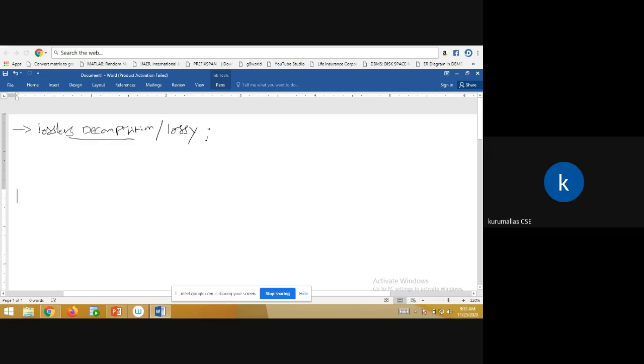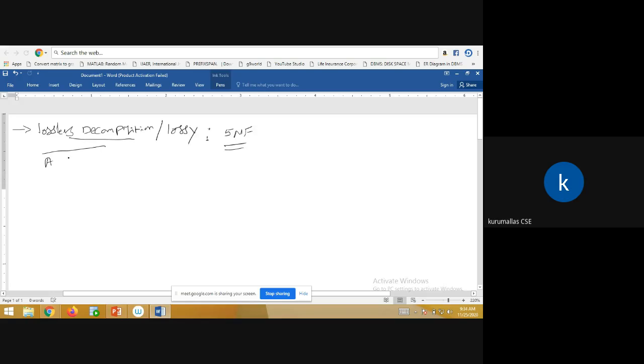Lossless and lossy decomposition. If the table consists of redundant values, we have to decompose those values, apply some normalization techniques, and remove the redundancy, making the required normal forms, right? So lossless decomposition and lossy decomposition is one of the normalization techniques, which is also called fifth normal form. Suppose you take one table. The table is like this.